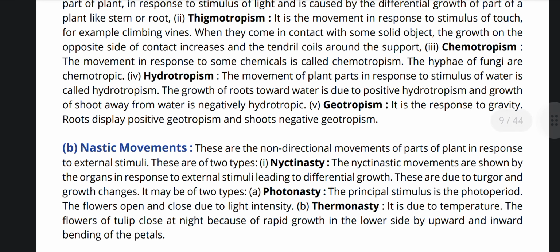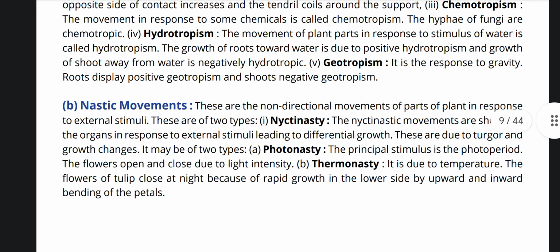Thigmotropism is a movement in response to touch. For example, climbing vines, when they come in contact with some solid object, the growth on the opposite side of contact increases and the tendril coils around the support. Chemotropism is a movement in response to some chemicals. The hyphae of the fungi are chemotropic.